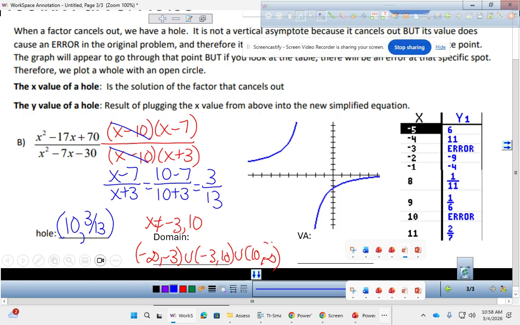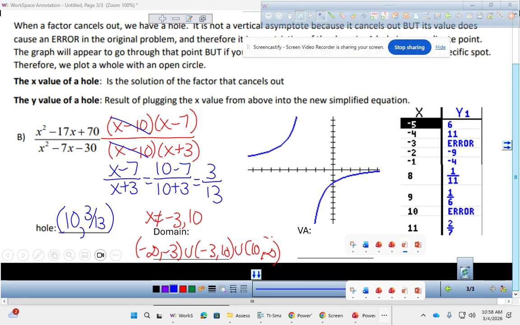So that's what a hole actually means. It's like, yeah, they're equal except for at this place. This is the only place they're not going to be equal. This equation has this point. This equation has an error at 10. All right, so my hole is at 10, 3, 13.